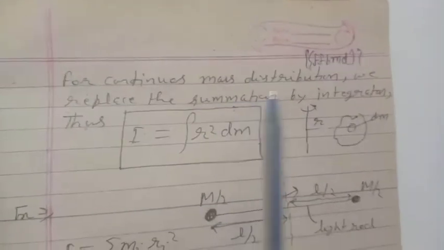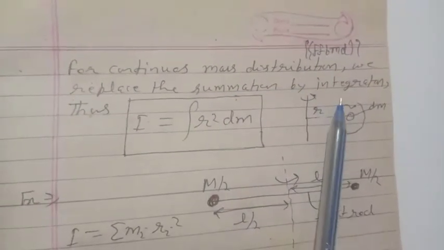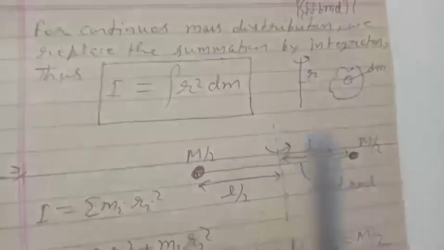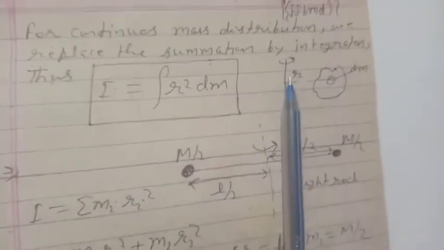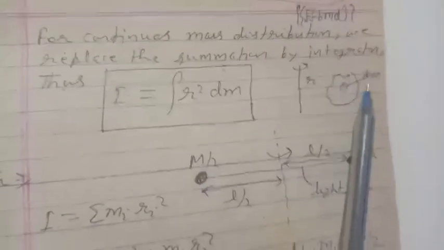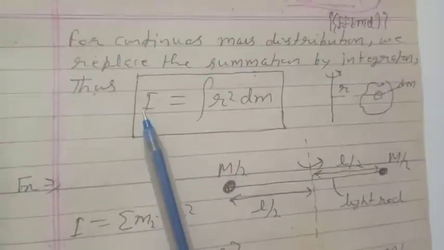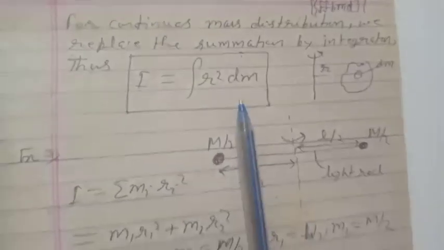For continuous mass distribution, we replace the summation by integration. Thus, I equals integration r square dm. Here, this is the situation. This body is rotating about this axis, and an elementary mass dm is taken at a distance r. Since the mass is continuous, we can directly use the moment of inertia I equals integration r square dm.